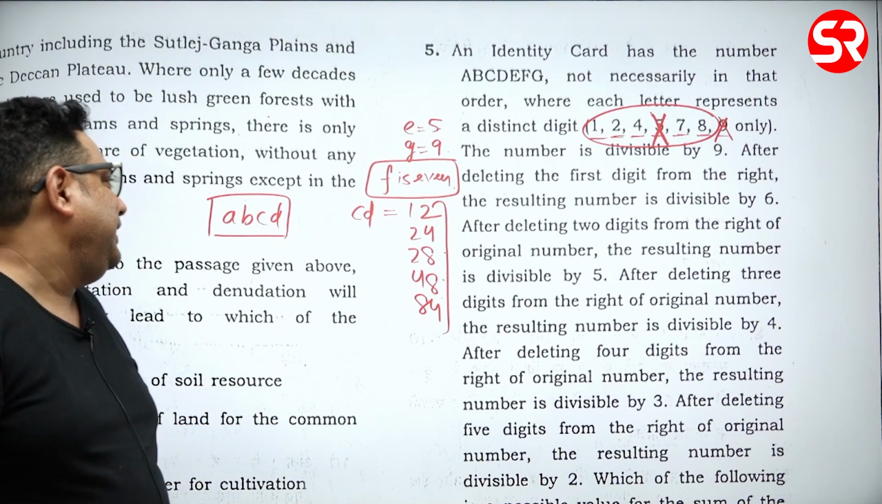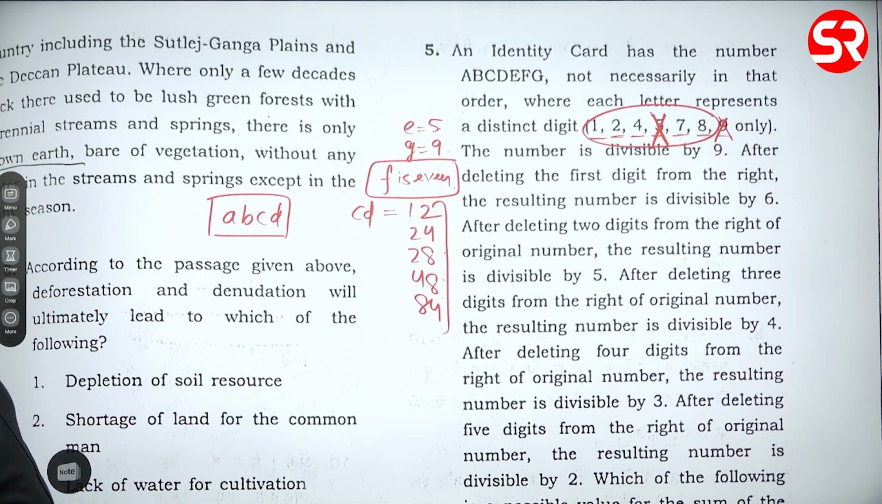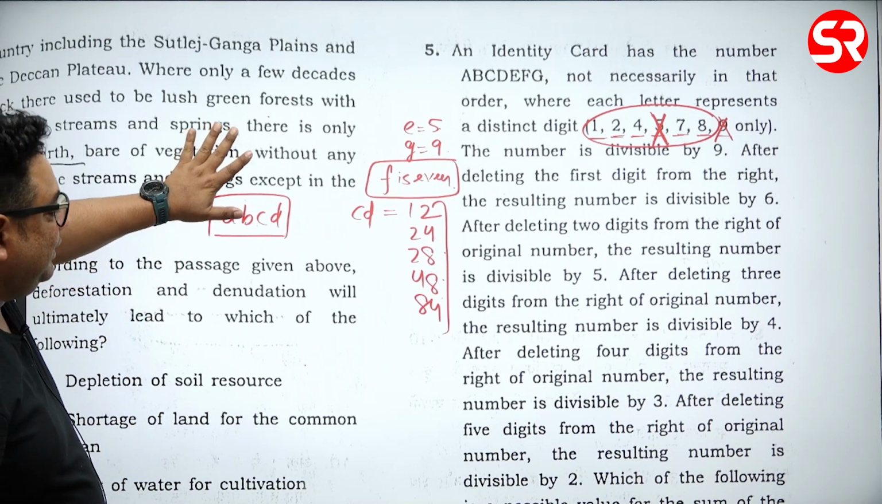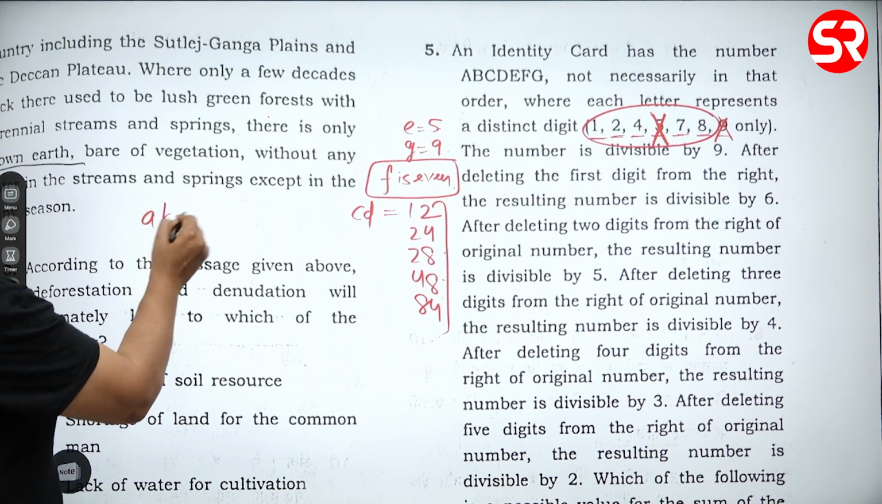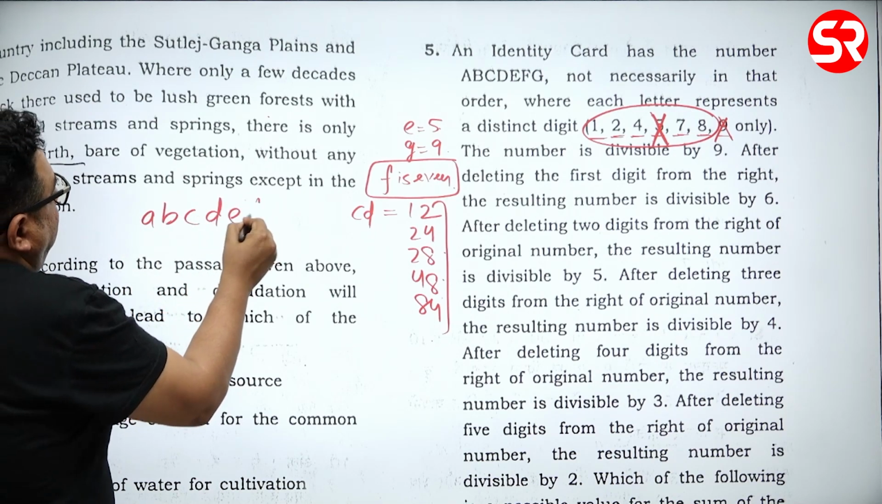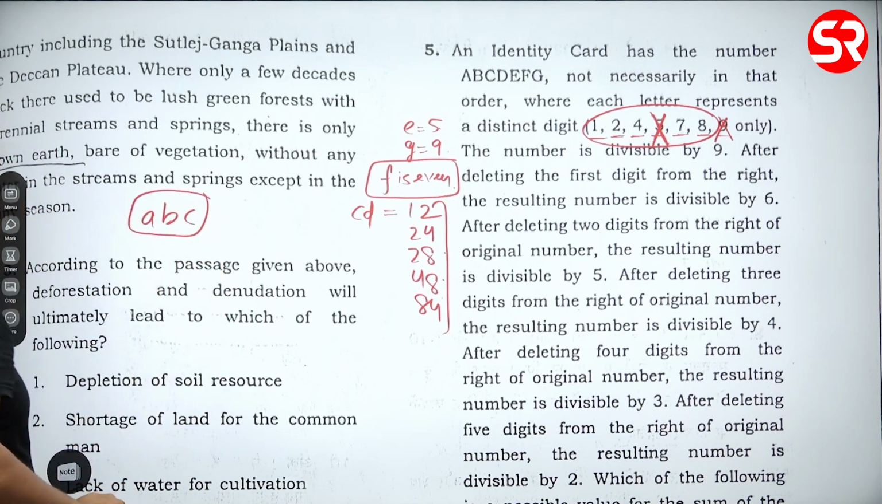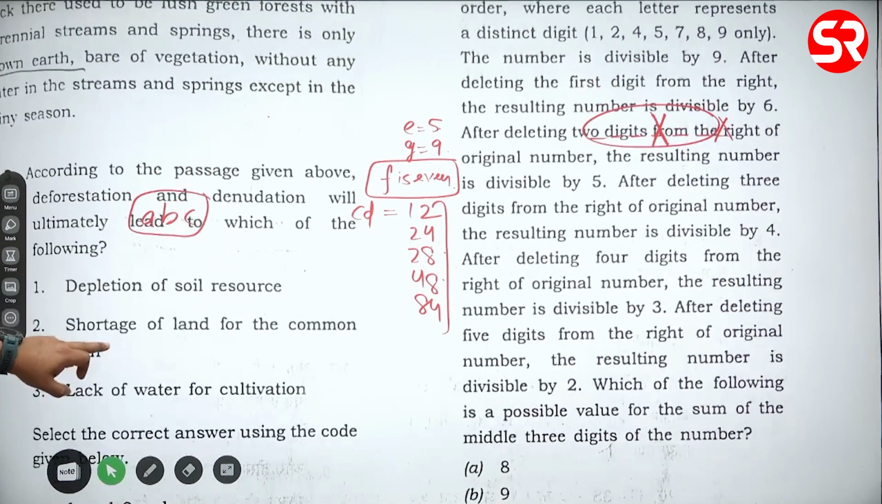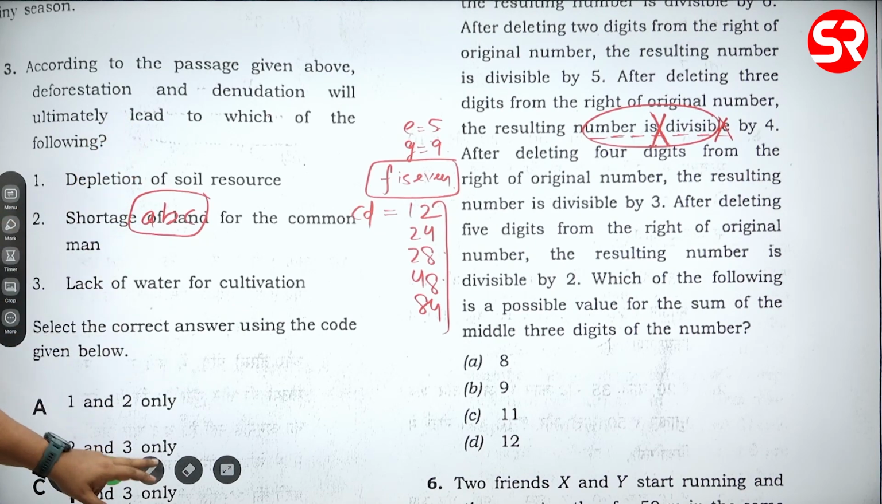And then he says, after deleting the 4 digits of the original number, the resulting number is divisible by 3. So this was it. A, B, C, D, E, F, G. So I removed these 4. Now A, B, C is a multiple of 3. Does not matter to me, because now I want to go to the question, and my question is asking me what is the possible value of the sum of the middle 3 terms. Sum of the middle 3 terms.